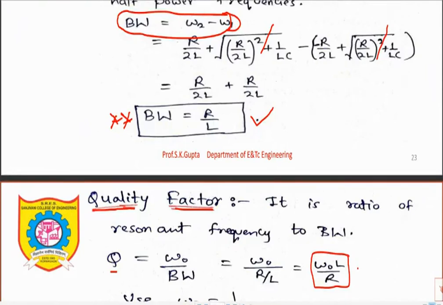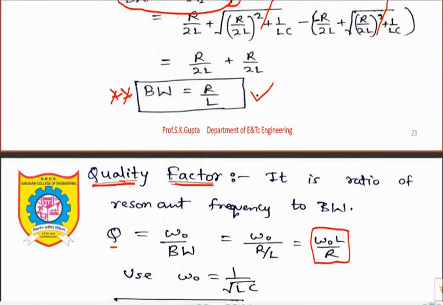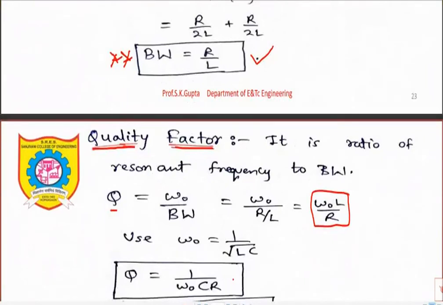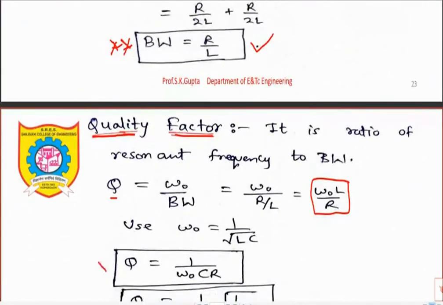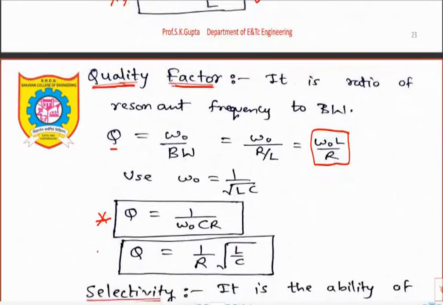Now I can use the relation of resonant frequency. Omega naught is 1 upon under root LC. And I can substitute the value of L from this expression. So one more expression for quality factor is Q equal to 1 upon omega 0 CR. Also, instead of omega naught, if I substitute 1 upon under root LC, one more formula for quality factor is Q equal to 1 by R under root L by C. So you must remember all these three formulas of quality factor. First one, omega 0 L by R. Second one, 1 upon omega 0 CR. Third one, 1 upon R under root L by C.